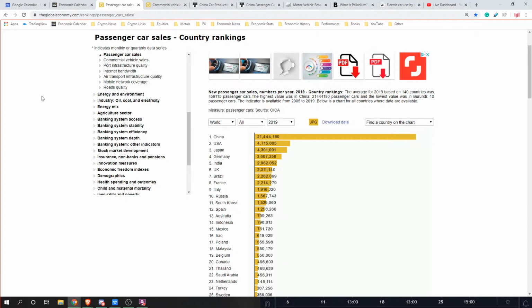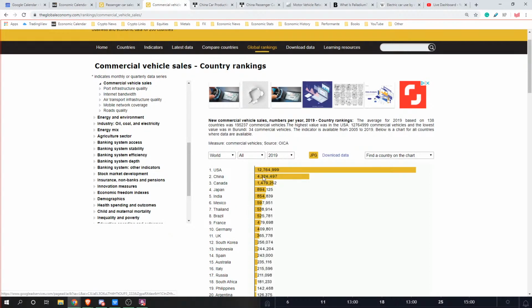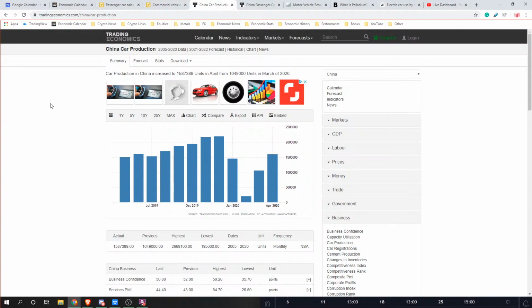China is a huge player in passenger cars, and America is the huge player, and China is second in the commercial vehicles. So we're going to be looking at both China as well as America and seeing the truck and car sales, commercial vehicle sales, as well as the normal passenger car sales, and understanding the demand that is coming into these two sectors. So first thing, we're going to look at the China car production.